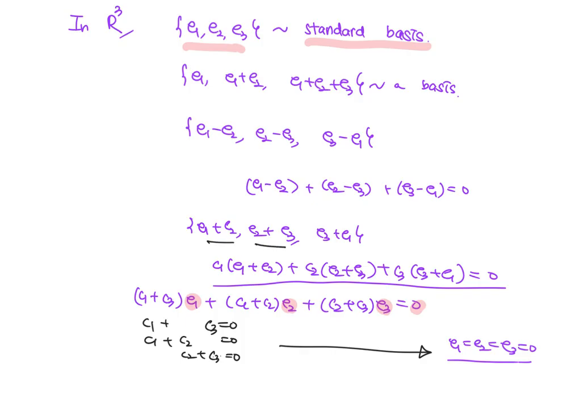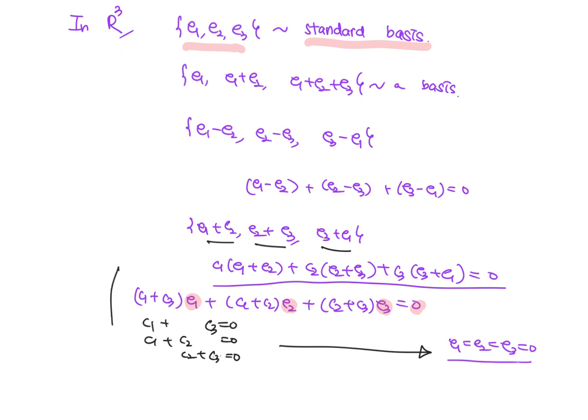E1 plus E2, E2 plus E3, E3 plus E1: this set of those three vectors is linearly independent. So the first condition is satisfied, right? You still have one more condition to check: whether this set spans R3. In other words, you need to check whether any arbitrary vector can be written as a linear combination of those three vectors. If you can also confirm that fact, then this set will be a basis, right?